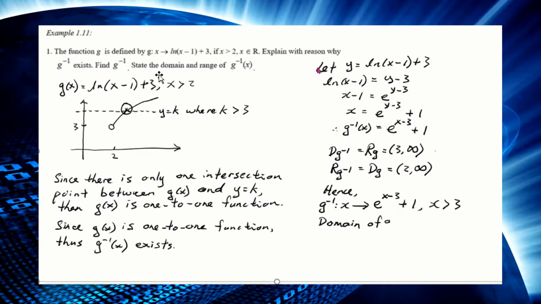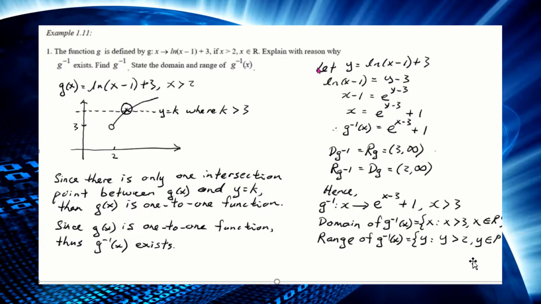Then after that, answer the domain and range of the inverse, where the domain of the inverse is the element x where x is greater than 3 and x is a real number. Then the range of the inverse function g(x) is equal to y where y is greater than 2 and y is a real number.